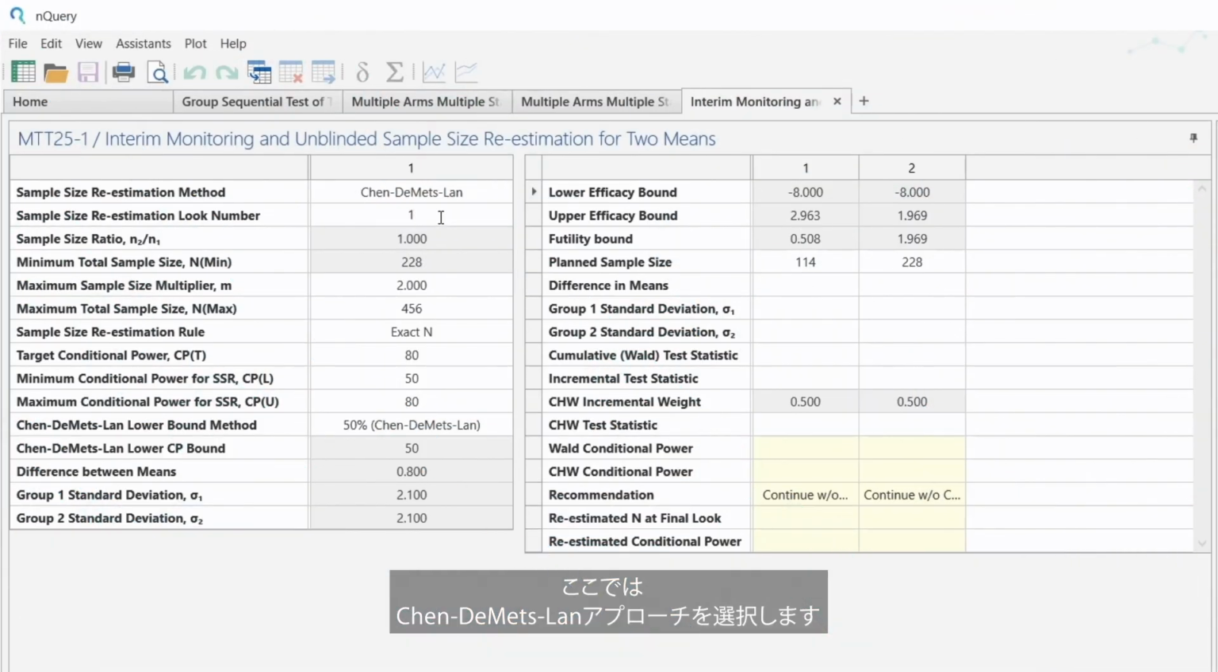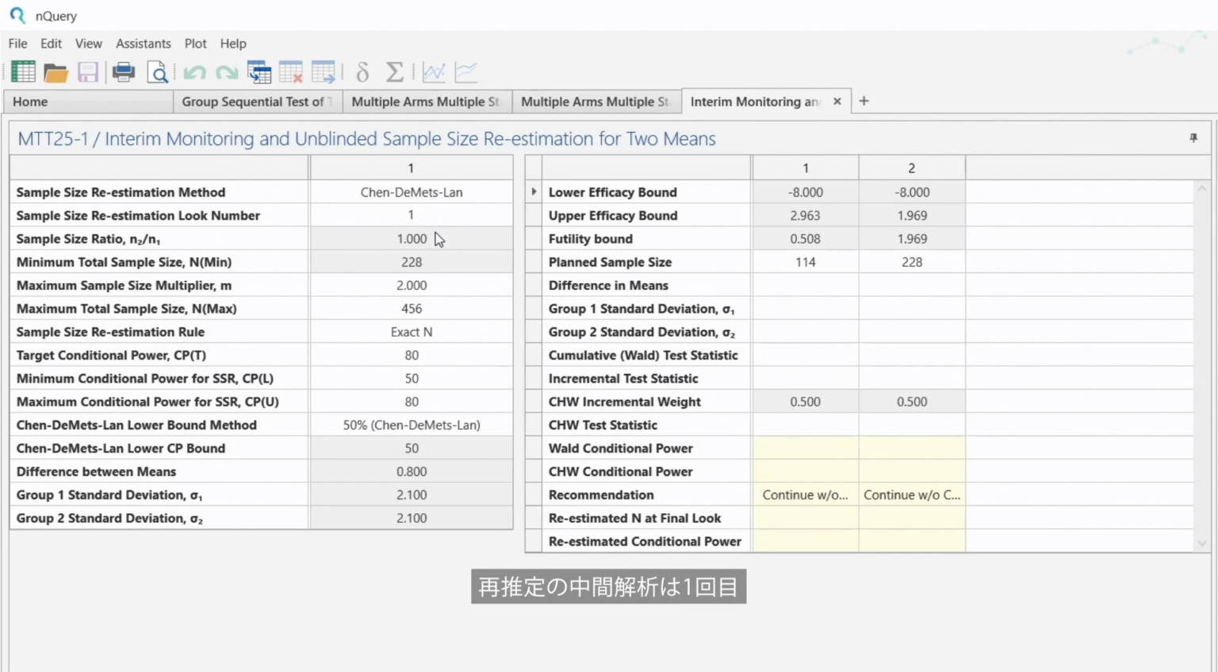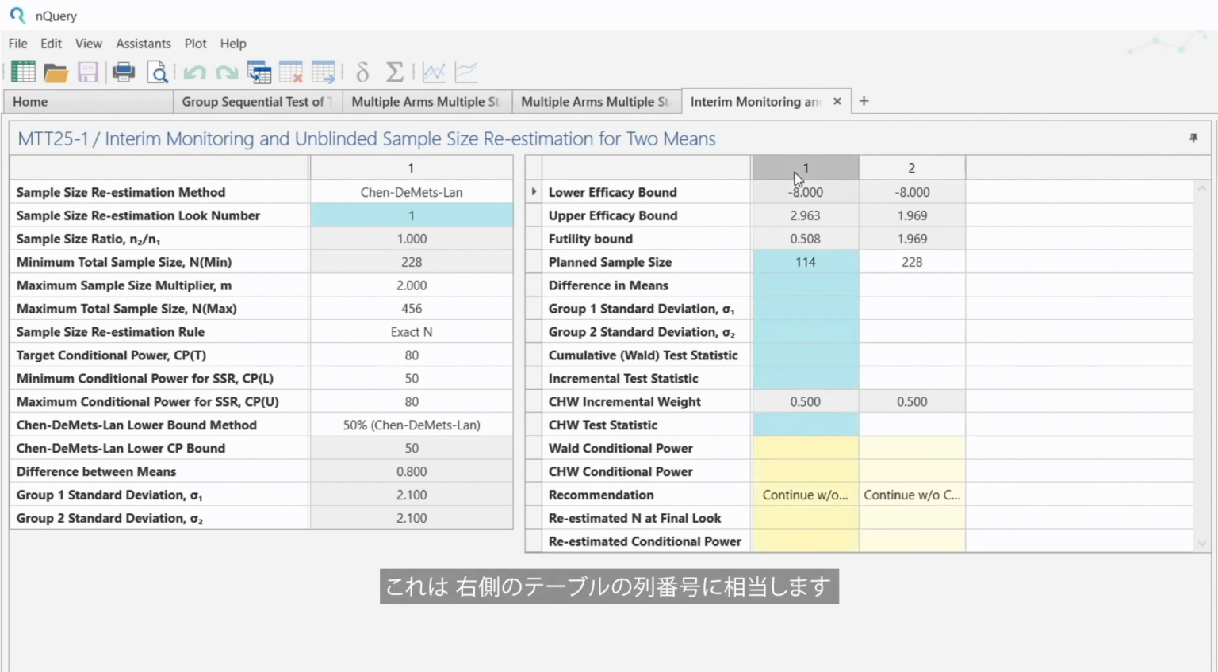In this case, we've selected the Chen, DeMets and Lan approach, and the interim analysis will be at look number 1, which is equivalent to the column number in the right-hand side table.